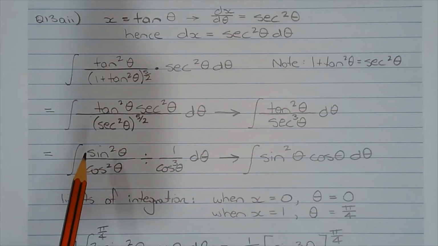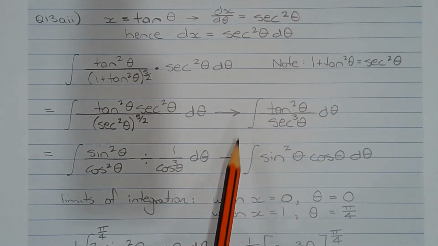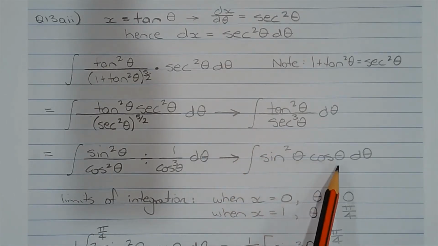And this equals sine squared theta over cos squared theta, so that's equivalent to tan squared theta, divided by sec cubed theta, which is 1 over cos cubed theta, d theta. And that equals the integral of sine squared theta cos theta d theta. And this resembles the answer to part 1.